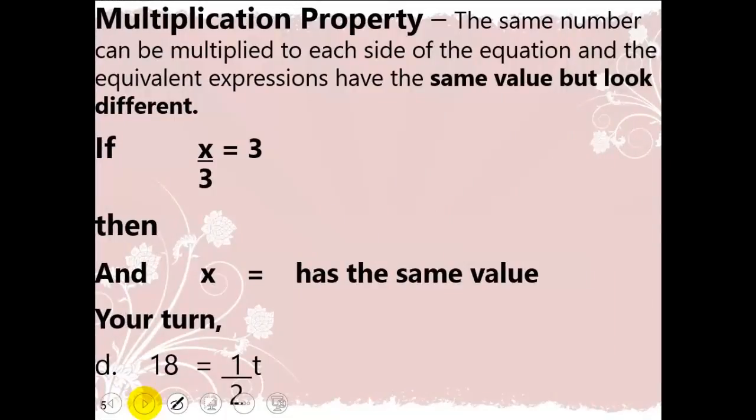The multiplication property says the same number can be multiplied to each side of the equation, and the equivalent expressions have the same value but look different. Catch on to that theme. We are making our expressions simpler. They look different, but they have the same value. So I'm going to multiply both sides by 3. These cancel, and I get x equals 9. Not only did I make an equivalent expression, but I also solved this one.